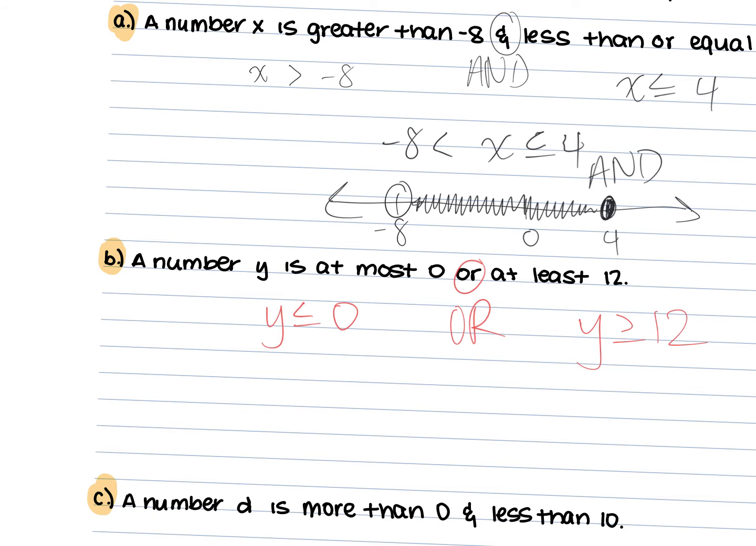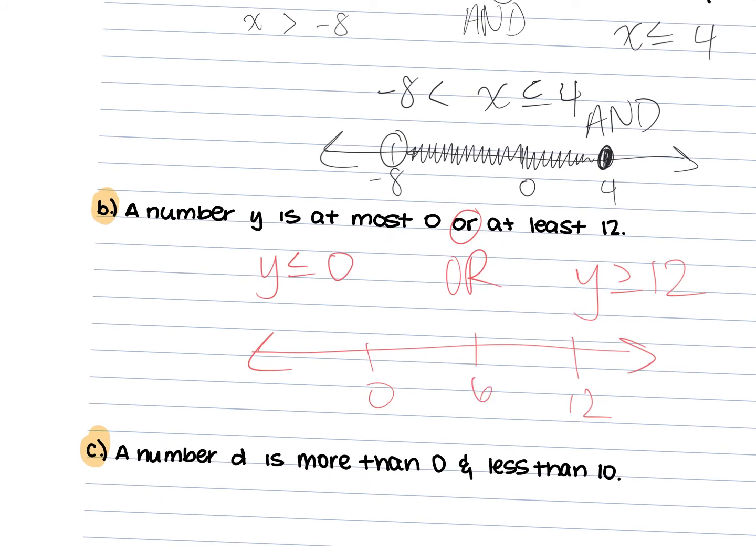Question for you guys. Can I rewrite this one as one compound inequality? No. Why not? It's or. So we leave them separate. Are we clear on that? Okay. We're going to just draw a number line. 3 numbers, 0, 12. What else would you like to have on our number line? 6? Sure. 6 is somewhere in between them.